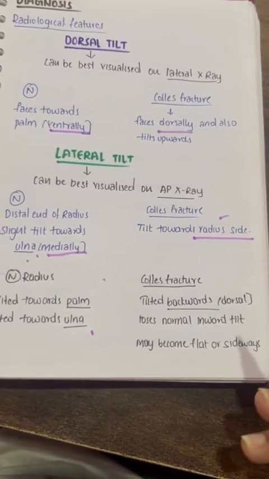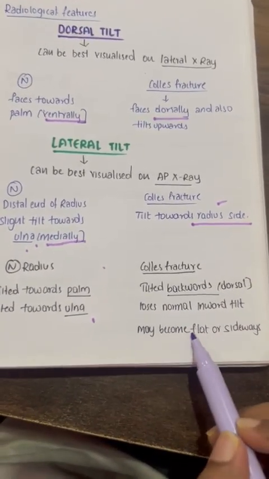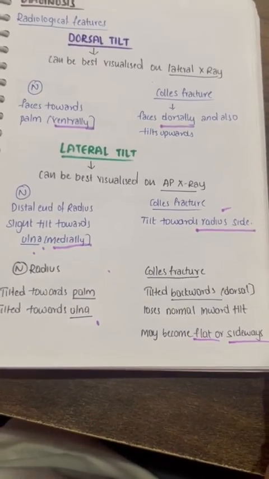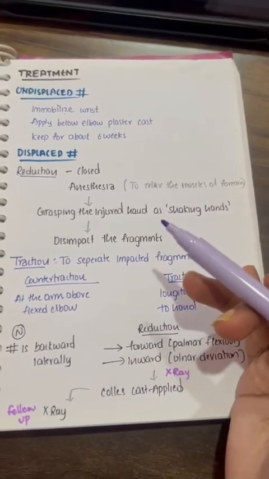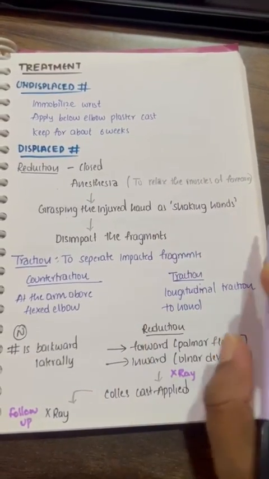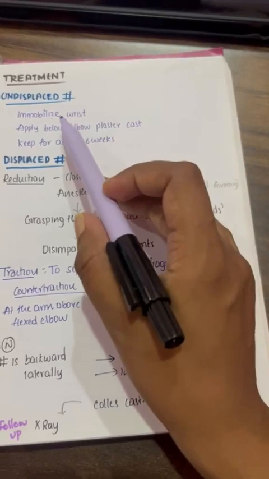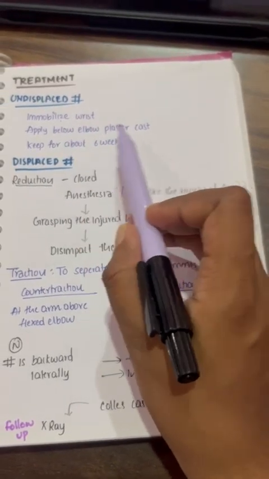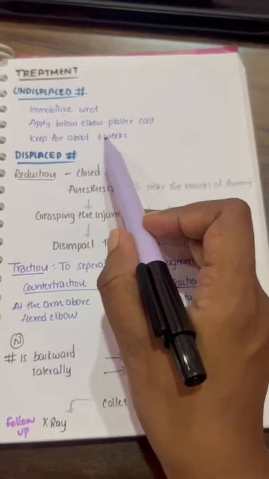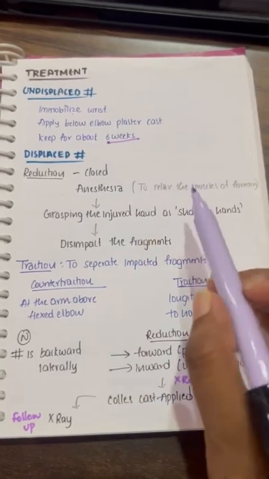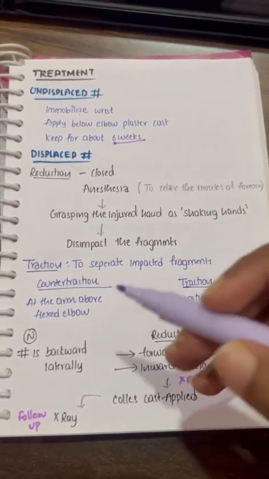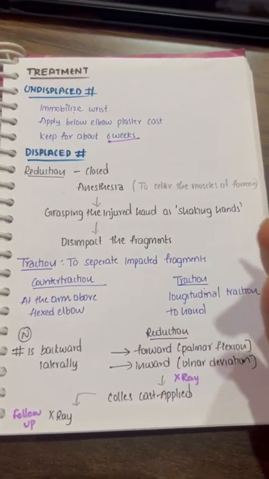This means the medial tilt is lost and may become flat or sideways also. Now coming to the treatment, if it's an undisplaced fracture, first we will immobilize the wrist by applying the plaster cast below the elbow, and then we keep it for 6 weeks. So we don't do heavy treatment here, we just immobilize the wrist.